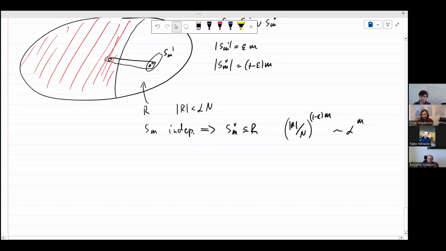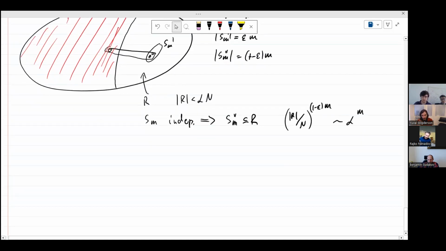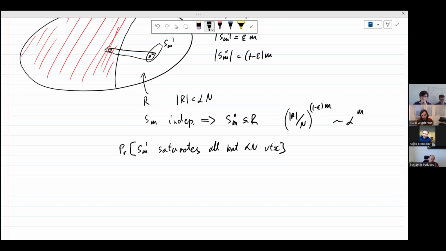Now, this strategy doesn't work, and it doesn't work because I'm asking for something very strong. What I'm asking here is, what's the probability that the small S_m prime saturates all but some small fraction of vertices? At no point am I using any information about independent sets in my hypergraph H.